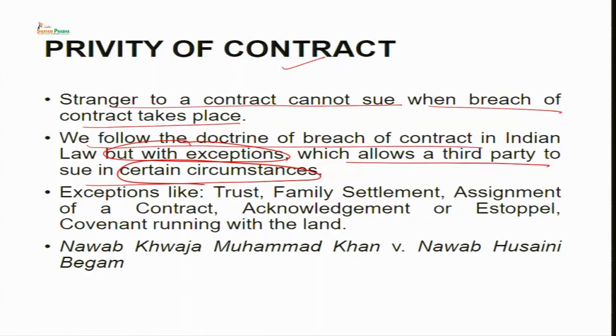Now, the various exceptions which you will find in many textbooks and many articles are trust, family settlement. Here, by trust, we do not mean trust.